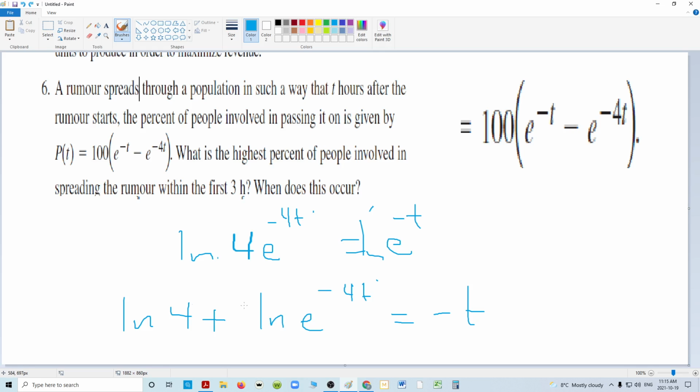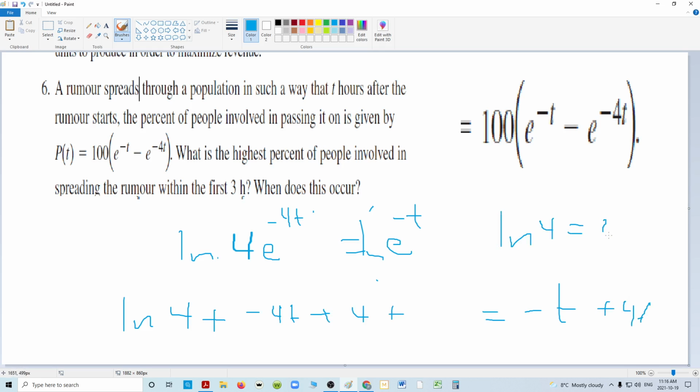Now we need to bring this 4t down. If we bring it down in front, it goes like that. That's the rule of lns, and ln of e is 1. So you get this. Now I can add 4t to both sides, and you get ln 4 is equal to 3t.